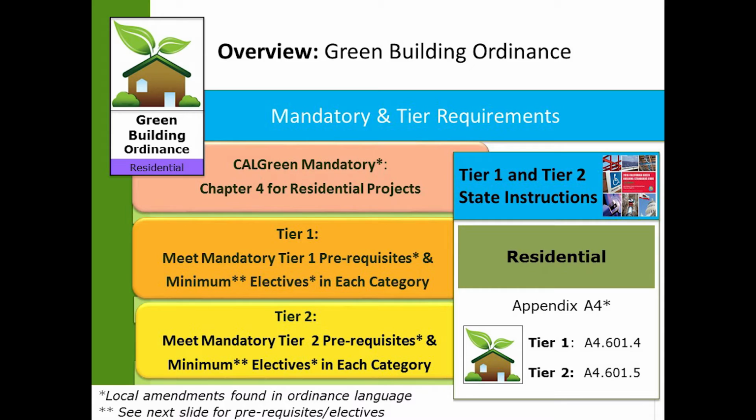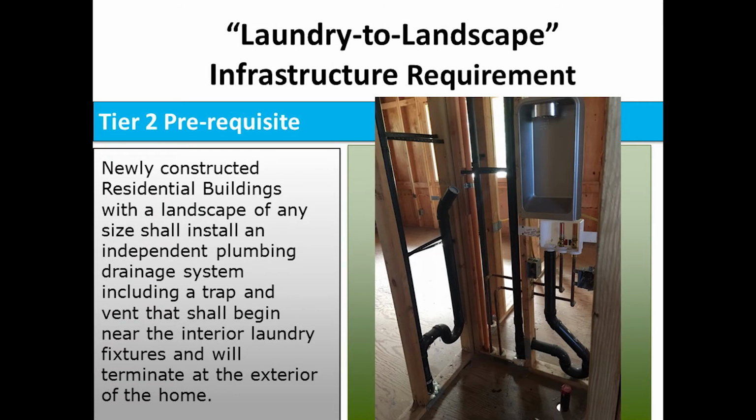You'll notice on the right-hand side, the Tier 1 and Tier 2 state instructions for the tiers are located in the appendix. The ordinance includes landscape irrigation infrastructure requirements. For newly constructed residential buildings with a landscape of any size, the projects are required to install an independent plumbing drainage system, including a trap and vent that shall begin near the interior laundry fixtures and will terminate at the exterior of the home.